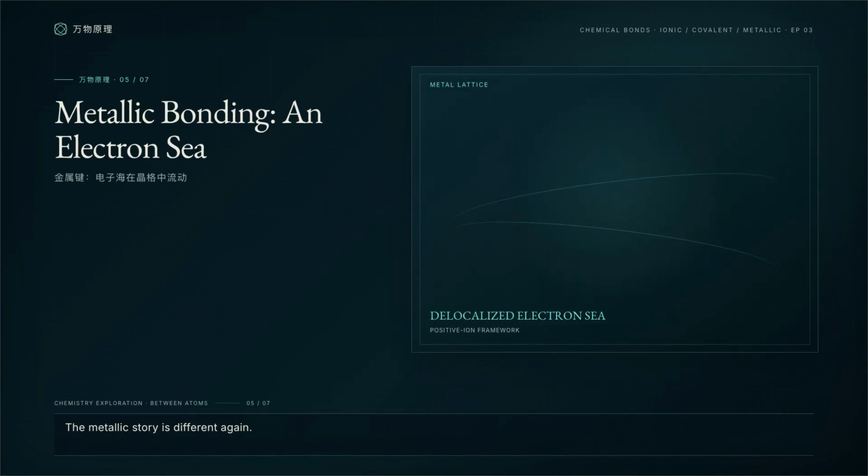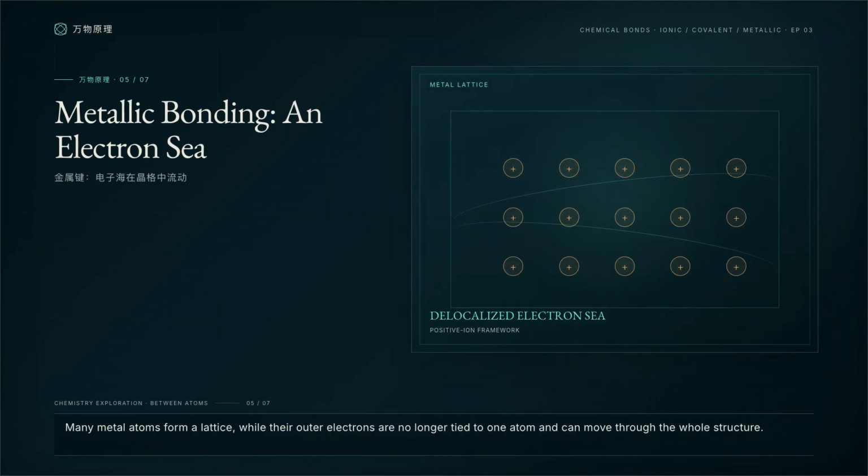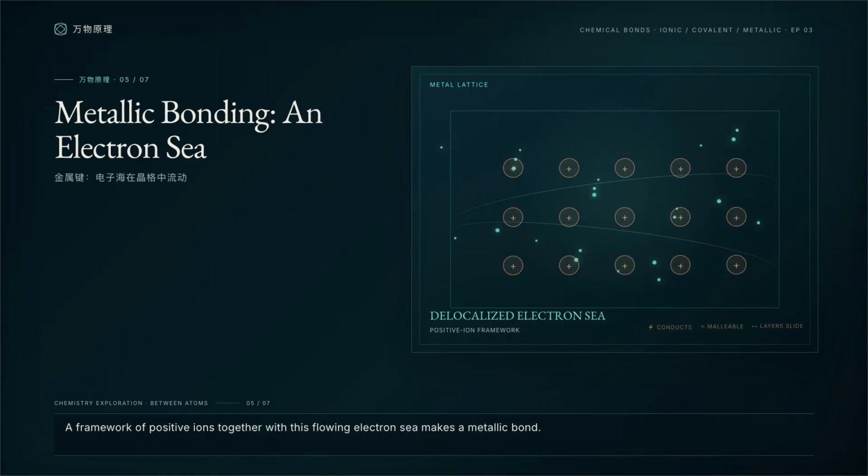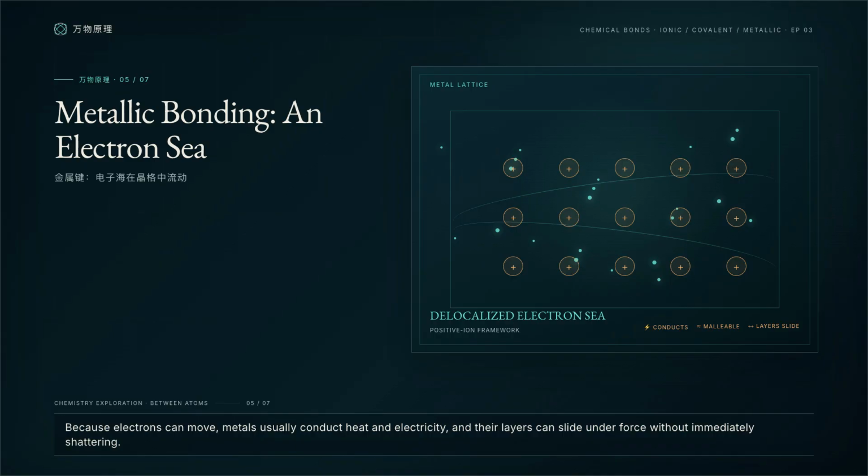The metallic story is different again. Many metal atoms form a lattice, while their outer electrons are no longer tied to one atom and can move through the whole structure. A framework of positive ions together with this flowing electron sea makes a metallic bond. Because electrons can move, metals usually conduct heat and electricity, and their layers can slide under force without immediately shattering.